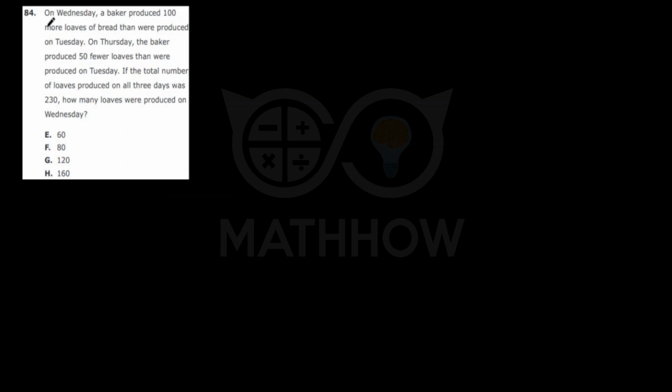Question number 84. On Wednesday, a baker produced 100 more loaves of bread than were produced on Tuesday. On Thursday, the baker produced 50 fewer loaves than were produced on Tuesday. If the total number of loaves produced on all 3 days was 230, how many loaves were produced on Wednesday?